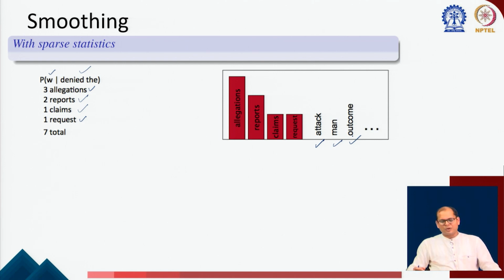So what do I do? How do I give them a non-zero probability? The idea is very simple, right? Your probability is anyway fixed. Your probability right now is distributed as 3 by 7, 2 by 7, 1 by 7, 1 by 7. This adds up to 1.